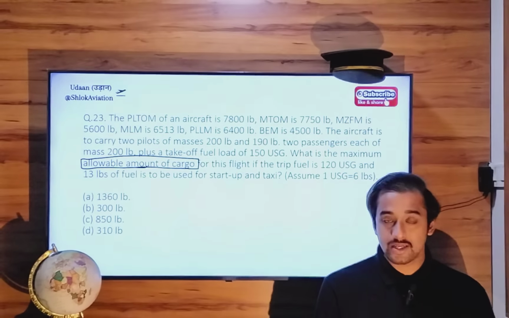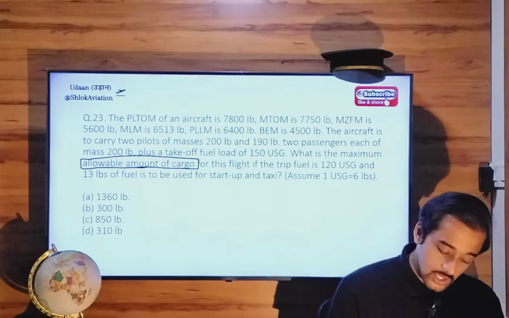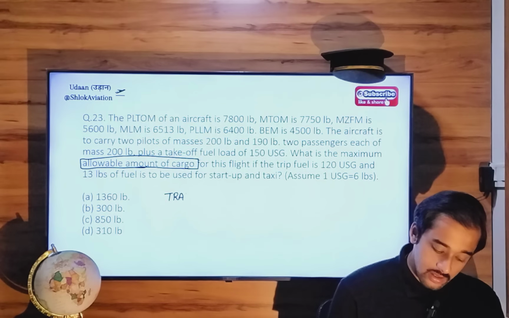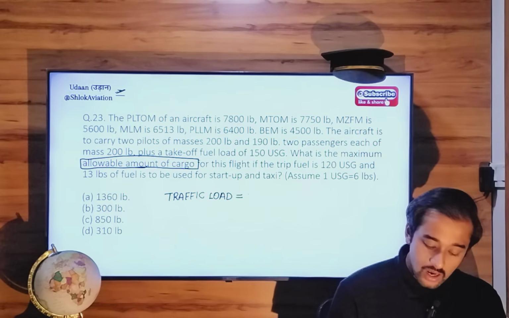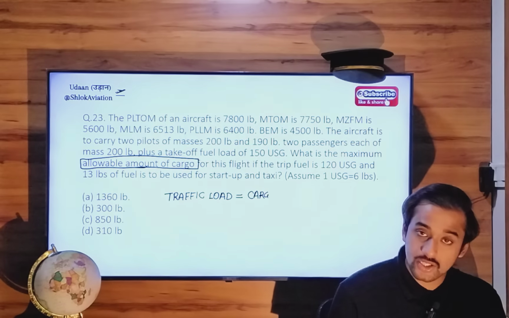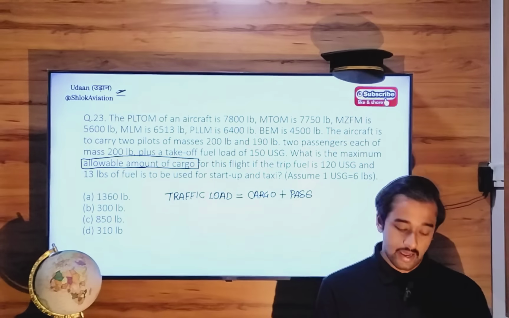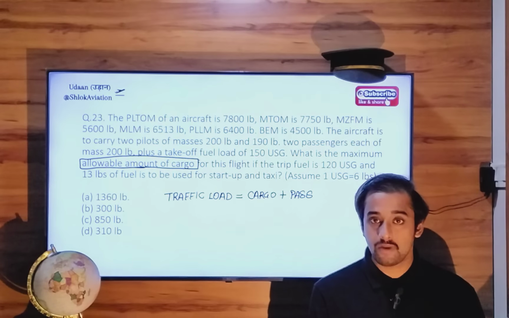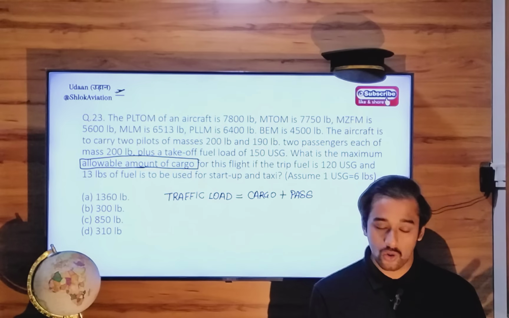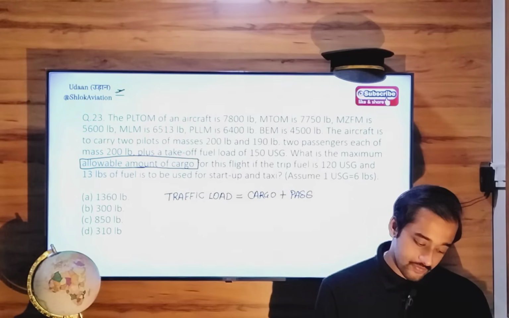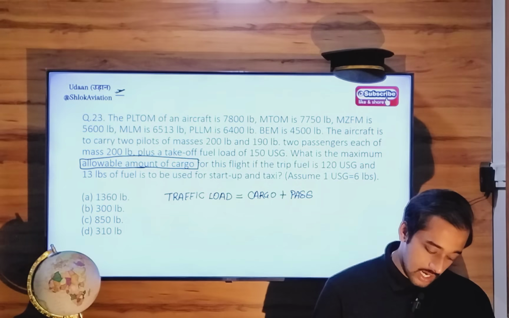So cargo is what you need now. First you will get your traffic load. Let's find out traffic load, which is a combination of cargo and passengers. Okay, and we will subtract the value of passengers to get cargo. So let's start with the basics: takeoff mass, landing mass, and zero fuel mass.